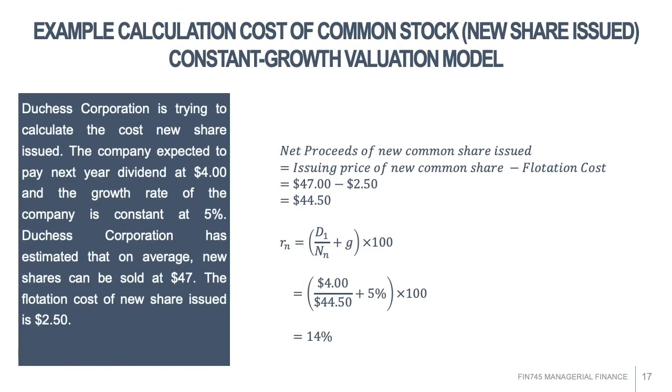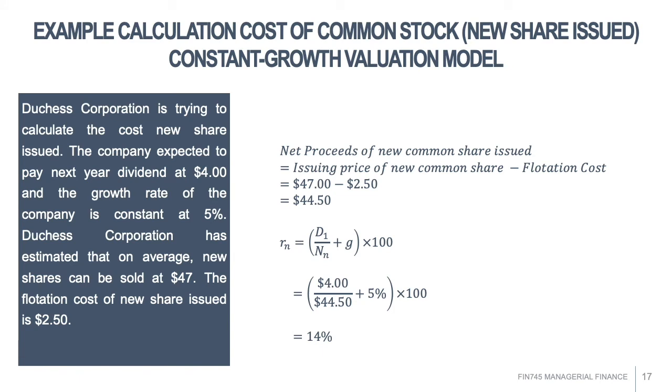Example calculation of the cost of common stock, new share issued, for the constant growth model. Duchess Corporation is trying to calculate the cost of new shares issued. The company is expected to pay next year dividend at $4 and the growth rate of the company is constant at 5%. Duchess Corporation has estimated that on average new shares can be sold at $47. The flotation cost of new shares issued is $2.50.